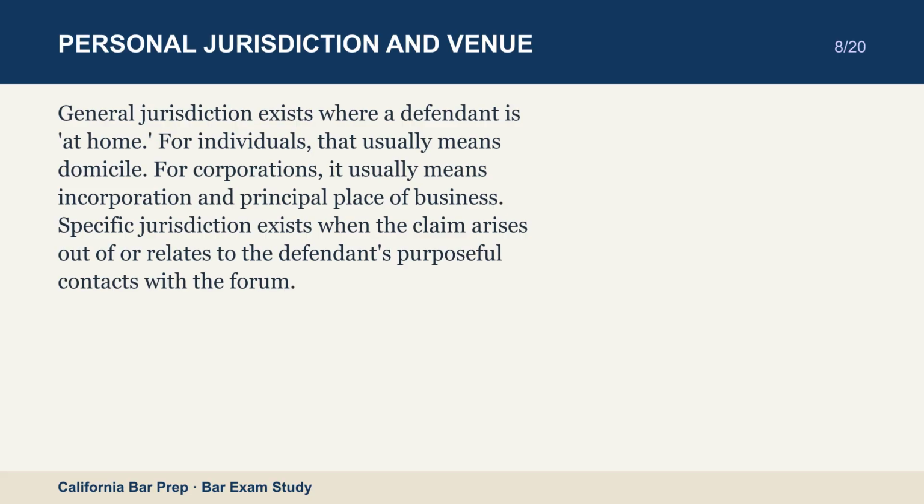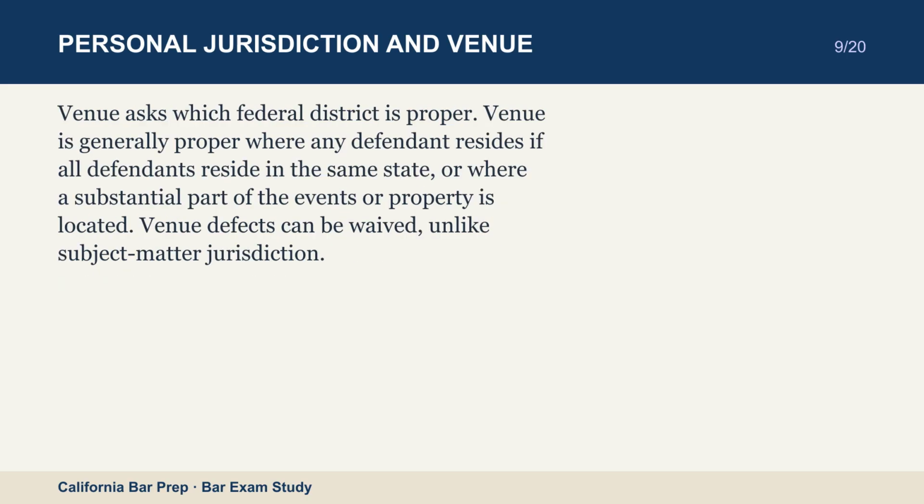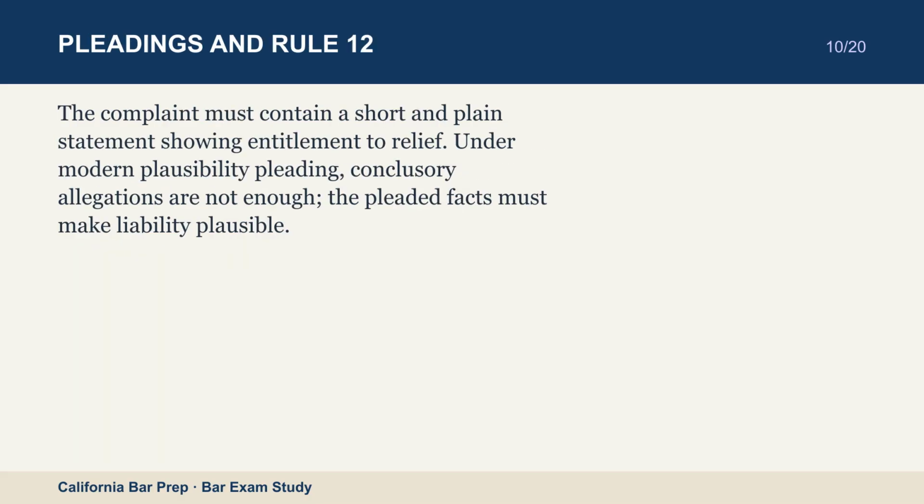Venue asks which federal district is proper. Venue is generally proper where any defendant resides if all defendants reside in the same state, or where a substantial part of the events or property is located. Venue defects can be waived, unlike subject matter jurisdiction. The complaint must contain a short and plain statement showing entitlement to relief. Under modern plausibility pleading, conclusory allegations are not enough. The pleaded facts must make liability plausible.